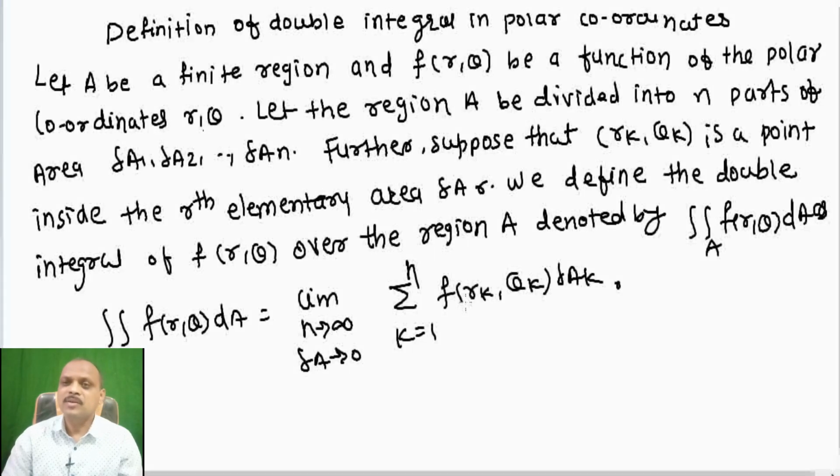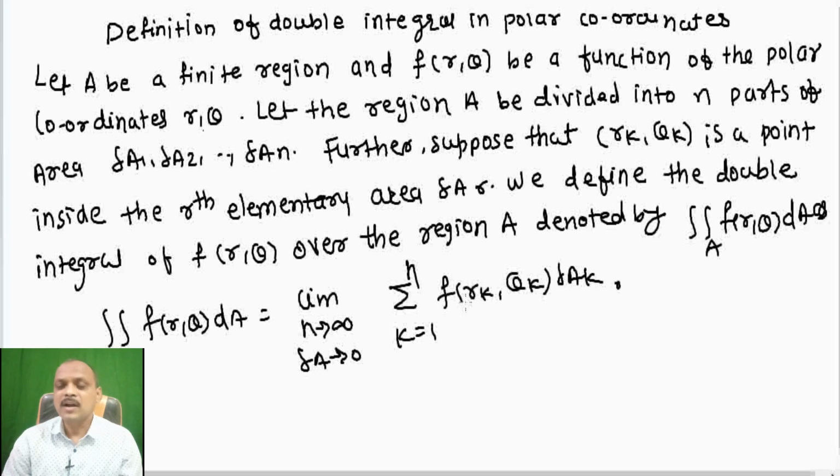In this new video, we will see the definition of double integral in polar coordinates and the formulation of double integration in polar coordinates. The definition of double integral in polar coordinates is as follows. Suppose A is a region which is bounded and f of r comma theta is a function in polar coordinates. Then we divide the region A into n equal parts of areas delta A1, delta A2, delta An.